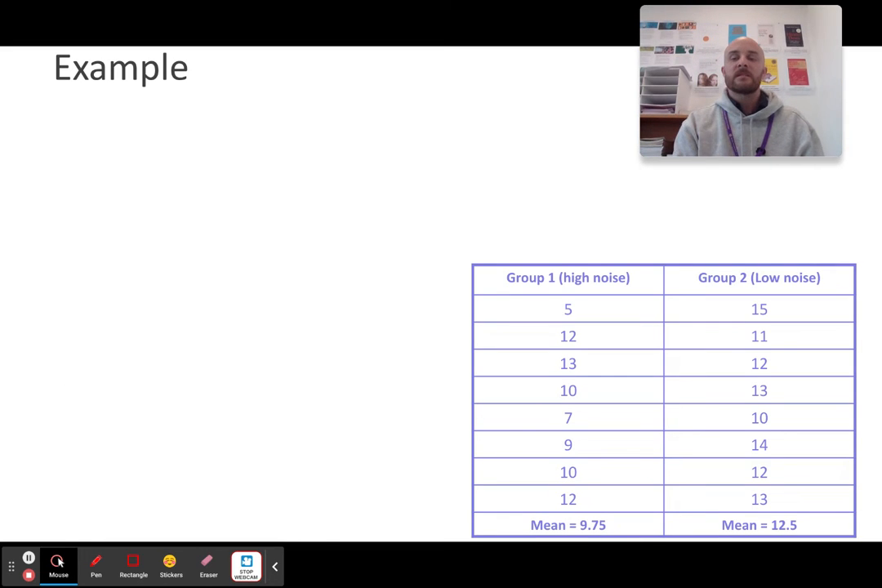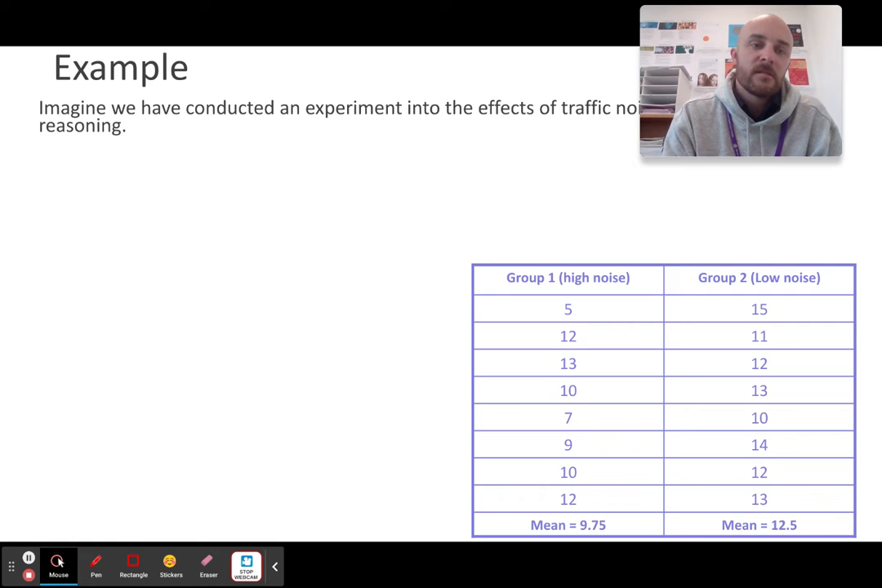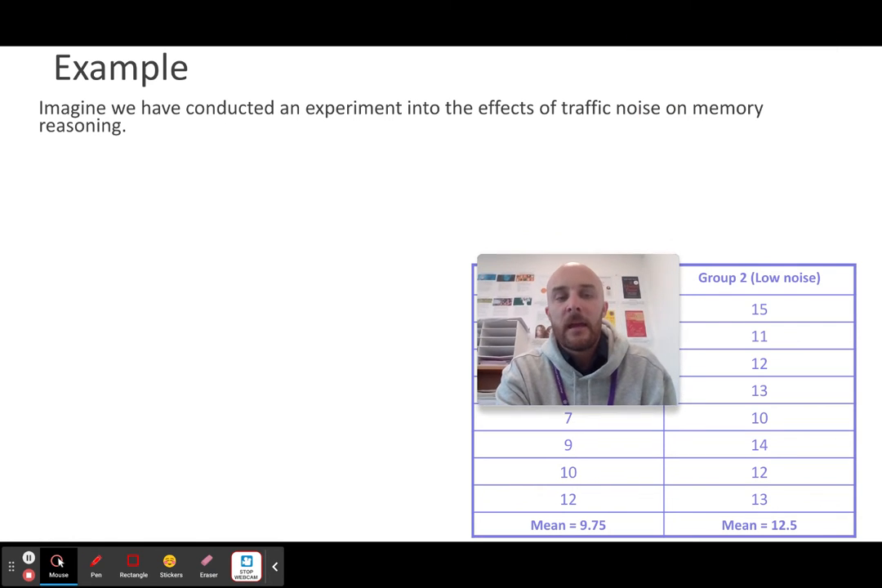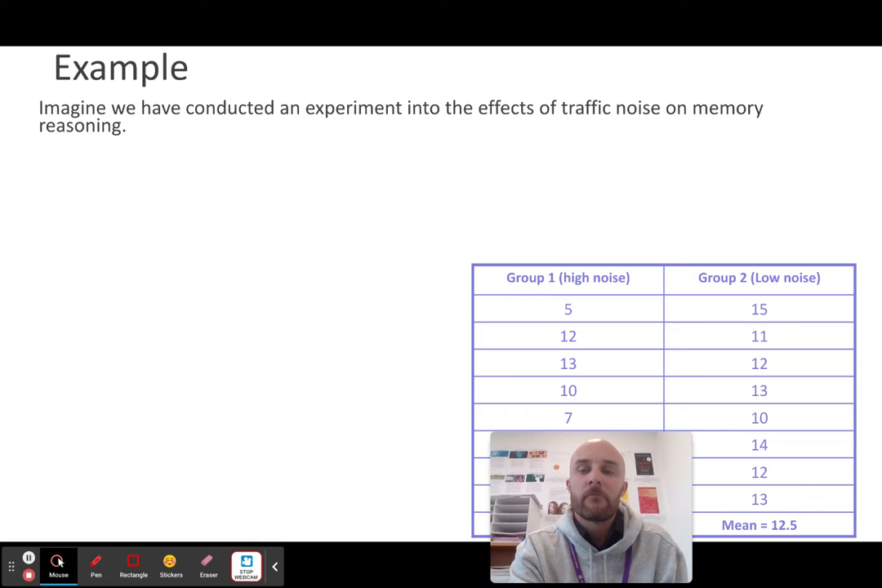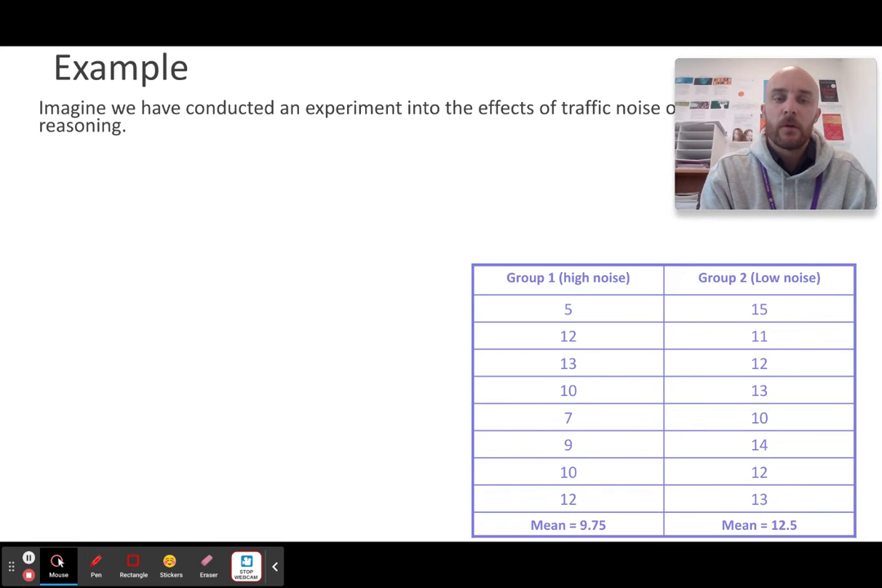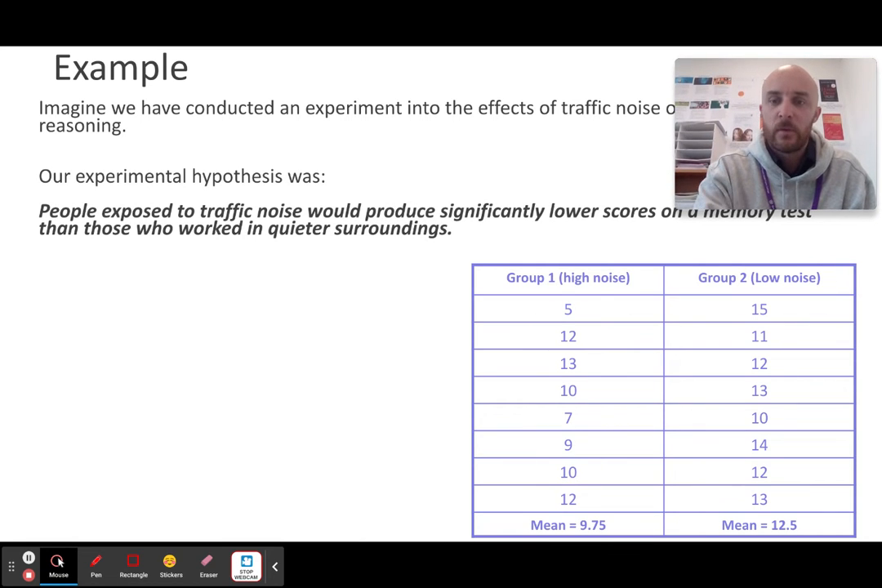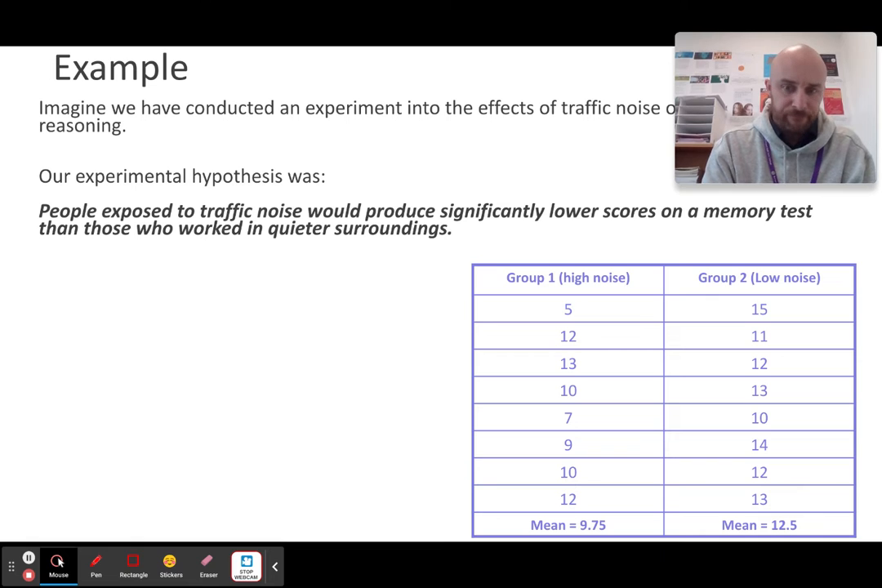So let's just have a look at this example just here. This is, I think, a memory test of some kind. So imagine we conducted an experiment into the effects of traffic noise on memory reasoning. In this case, traffic noise is clearly the IV. You've got high noise there, you've got low noise there. And in this case, we're clearly measuring the DV, which is memory reasoning, which let's say is out of 20, right? We've got a hypothesis here.